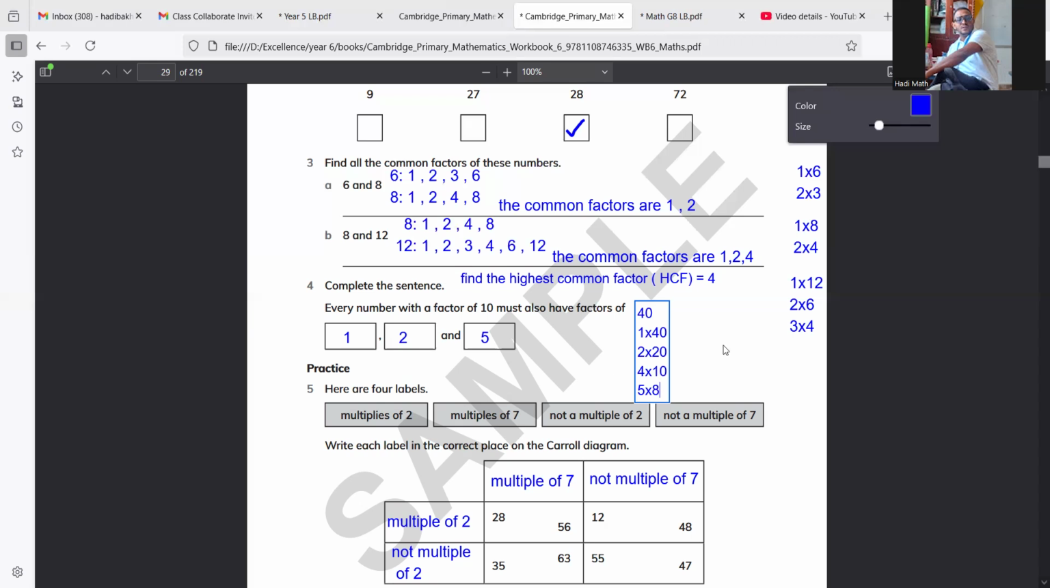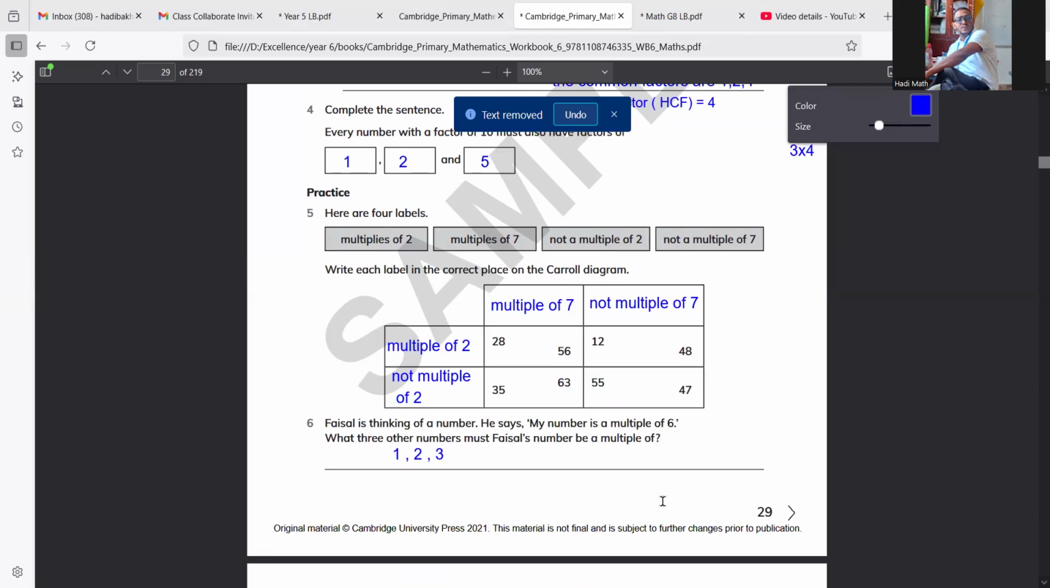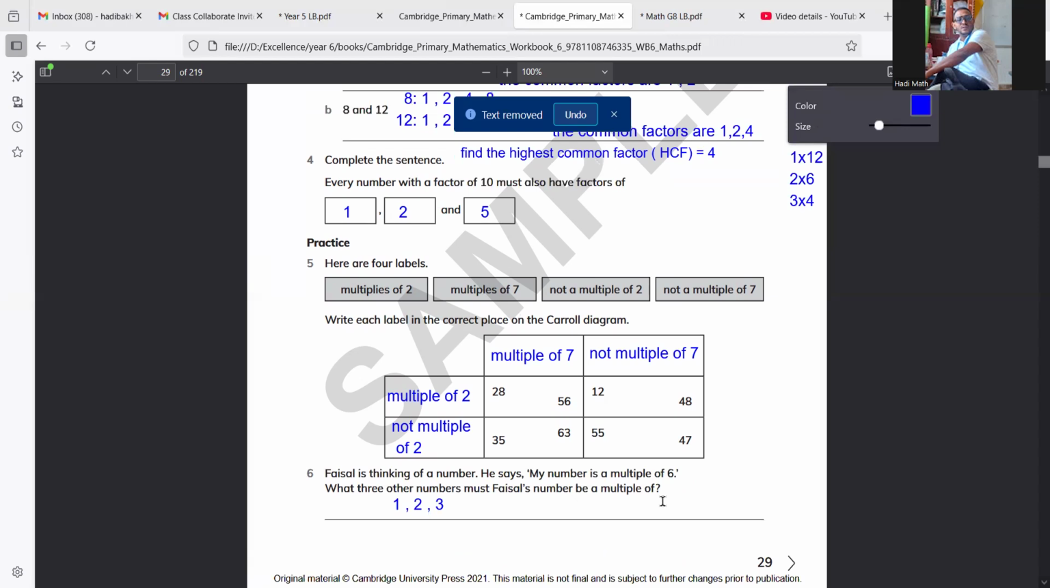Here are 4 labels. They say multiple of 2, multiple of 7, not multiple of 2, not multiple of 7. Write each label in the correct place in the Carroll diagram. This kind of diagram, we call it a Carroll diagram. And in a Carroll diagram all the time, you find something and the opposite of it. Like multiple of 4, then you'll find also not multiple of 4. You say multiple of 2, you find not multiple of 2.